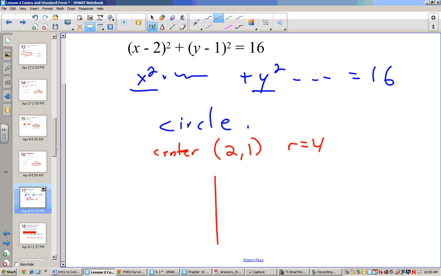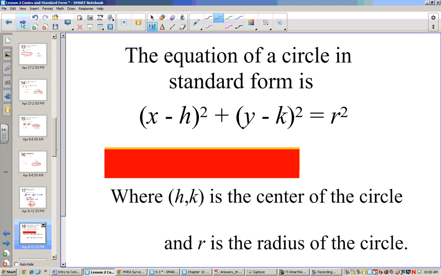So if I wanted to make a quick graph, I go 2 to the right and 1 up, and then I go 4 up, and I make a complete circle. So I could go 4 up, 4 to the right, 4 to the left, and 4 down, and that would be my equation.